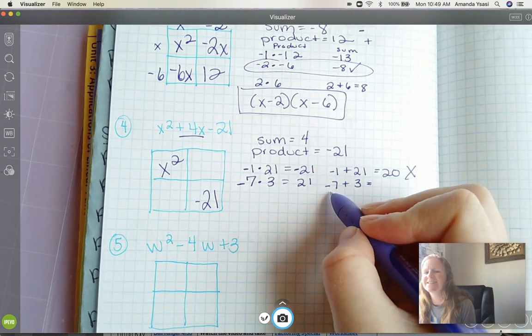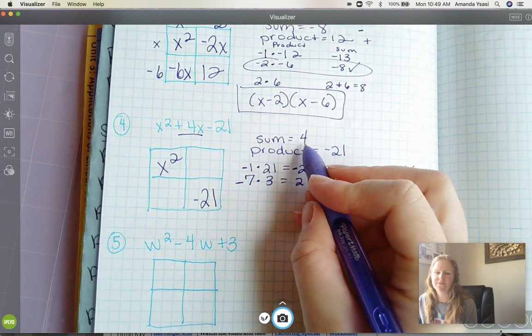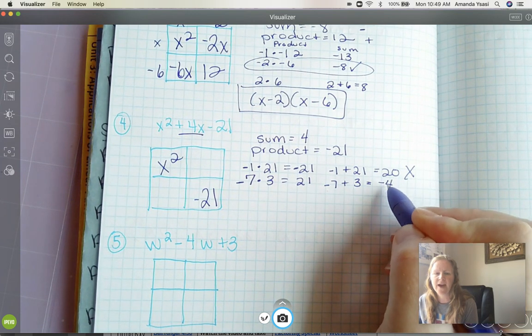That gets -7 plus 3 is -4. But we want a positive 4. So we have the right value.